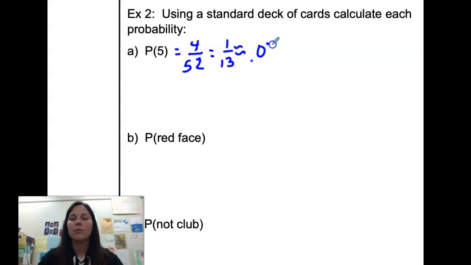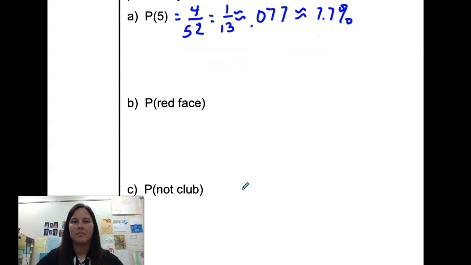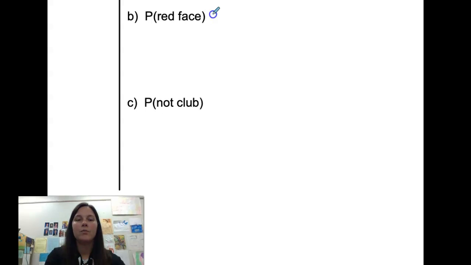1 divided by 13 is not an exact number. I'm rounding to 3 decimal places and I got about 0.077. So when I multiply that by 100, I get approximately 7.7%. My second question is, what's the chance that I pull not only a red card, but also a face card? So the card I pull out of the deck has to be red and have a face on it.